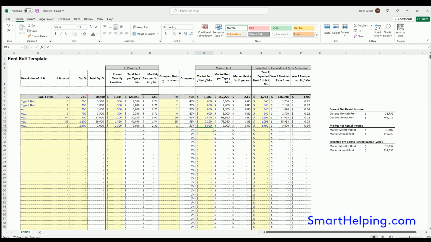I think we're good. So you could use this. It's got these numbers to use for your starting pro forma. You can also use these percentages of occupancy, this rent per square foot. All these go into the pro forma. And I guess that's all I got for you.